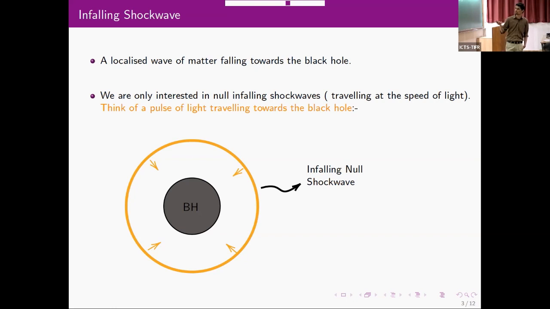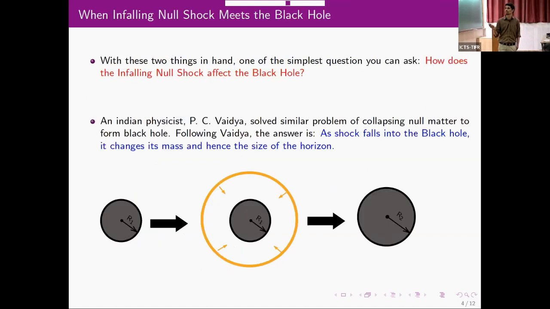So this shock wave is coming towards the black hole at the speed of light, and the black hole is already sitting there. With these two things in hand, you can ask, what is the simplest question you can ask? The simplest question is, how does this null shock, which is falling towards the black hole, affect the black hole? The naive idea would be that everything which goes towards the black hole just gets absorbed and nothing comes out. So the first guess would be to say that the shock goes in, is absorbed by the black hole, and that's it.